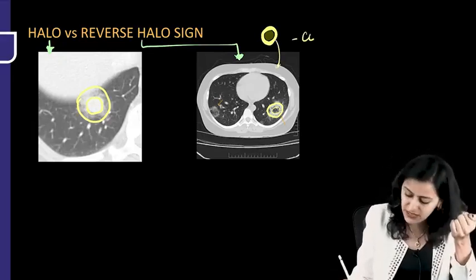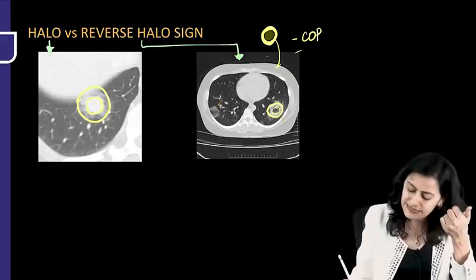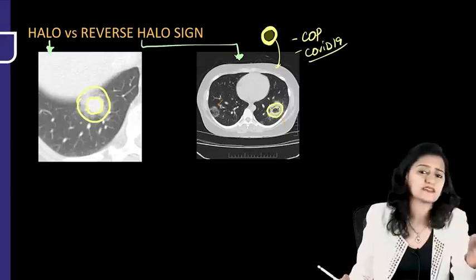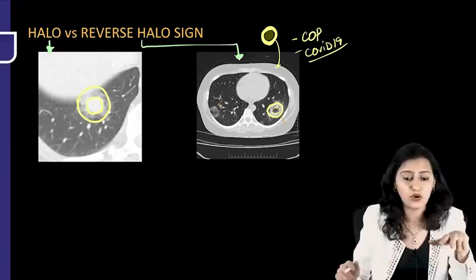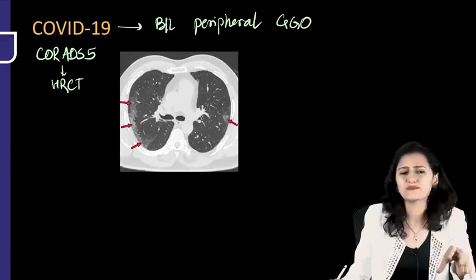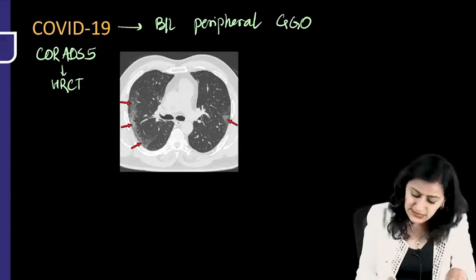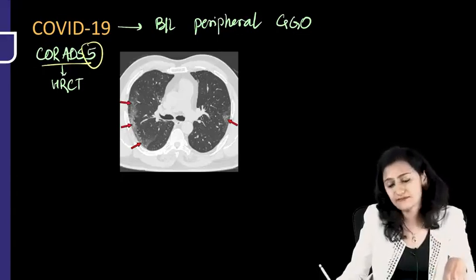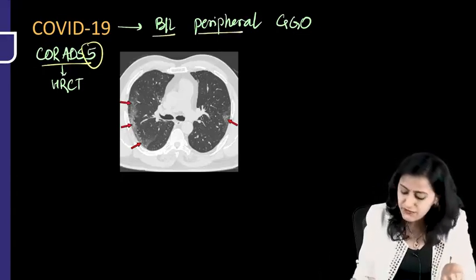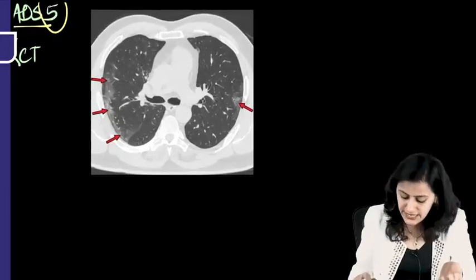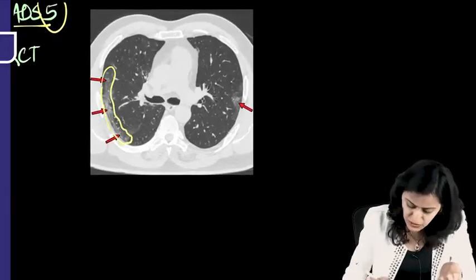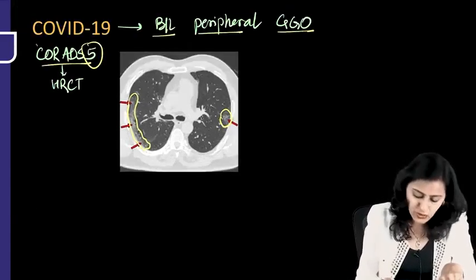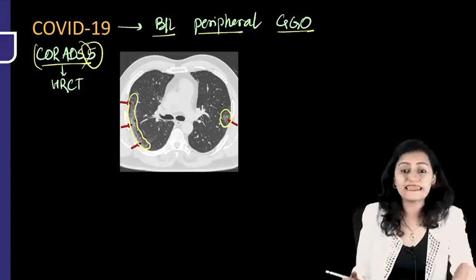And this is seen with cryptogenic organizing pneumonia. It is seen with COVID-19 as well. COVID can show multiple appearances. It can show the halo also and the reverse halo also. But what is the most common finding that we saw in COVID-19 patients in HRCT, which was suggestive of CORADS 5? That means high probability of COVID-19 being there. It was bilateral peripheral ground glass opacities, right? So in both the lungs peripherally, we saw the ground glass opacities, and it was the most common finding, and the CORADS was used for COVID-19 probability.